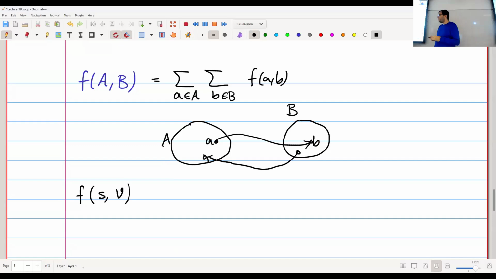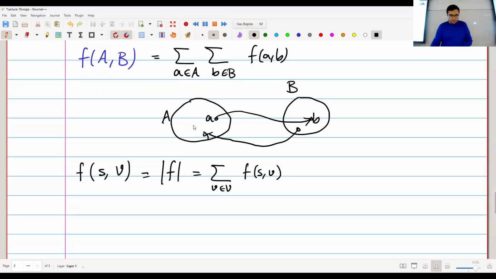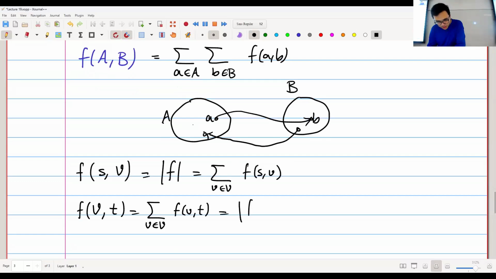So this is basically just saying what is the amount of flow that is going out of the source. And it can go anywhere, right? So this is going to be, again, the size of the flow, because by definition this is the sum over every v in V of f(s,v), right? Similarly, if I ask what is the flow from everywhere to my sink? Again, this is the sum over all the vertices of the flow from that vertex to the sink. And by definition, this is the amount of flow that I have. Okay.